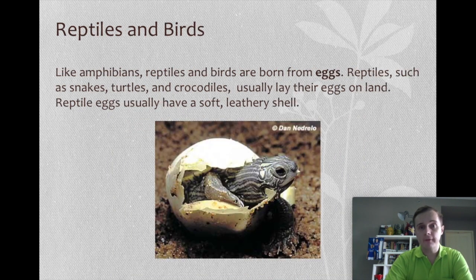Now, like amphibians, reptiles and birds are born from eggs, but their life cycles are maybe not quite as interesting. Now, reptiles such as snakes, turtles, and crocodiles usually lay their eggs on land, and reptile eggs have a soft, leathery shell. So it feels soft when you touch it, different to a bird egg, and very different to the frog spawn that we just talked about.